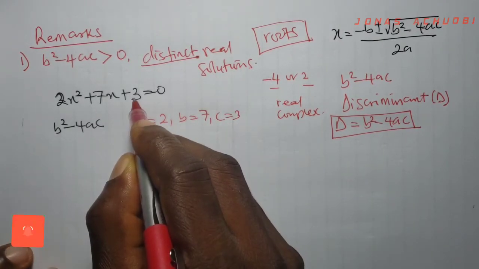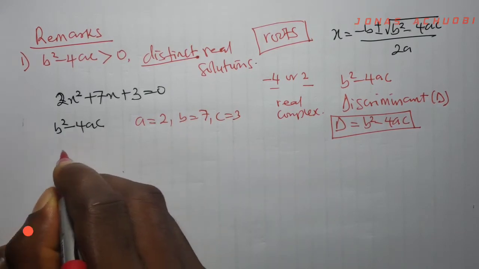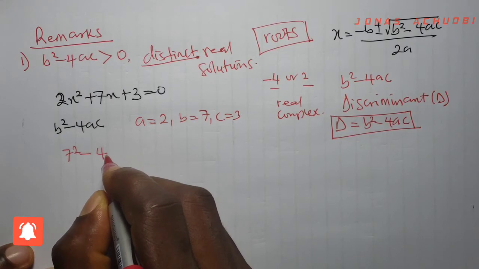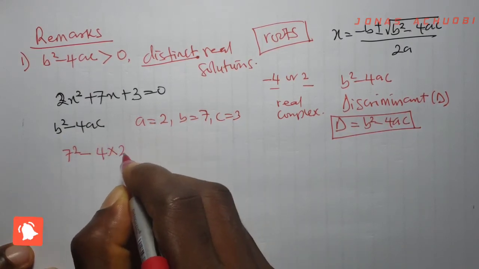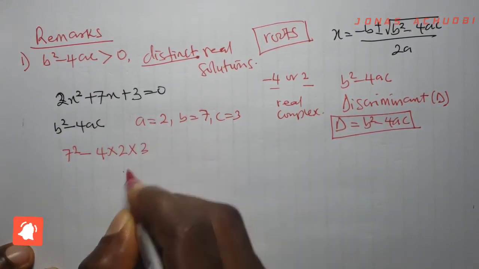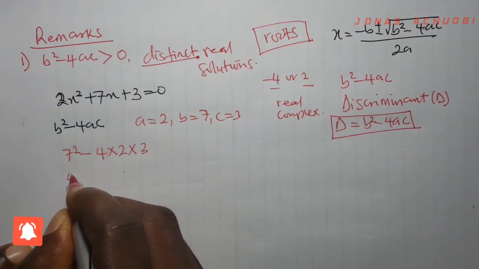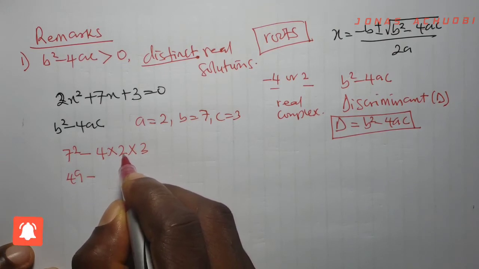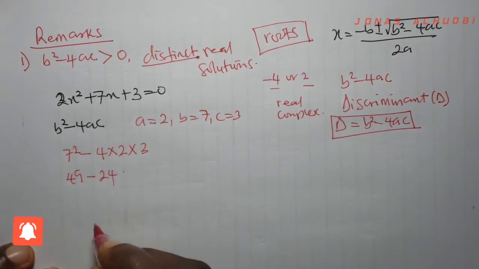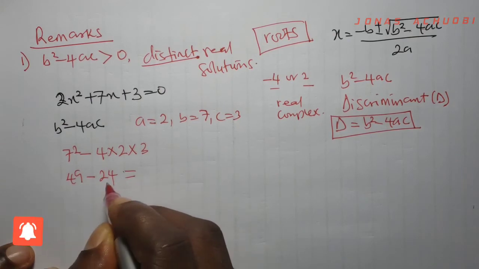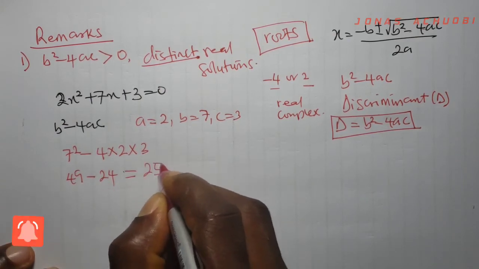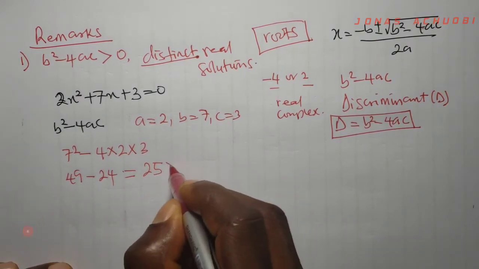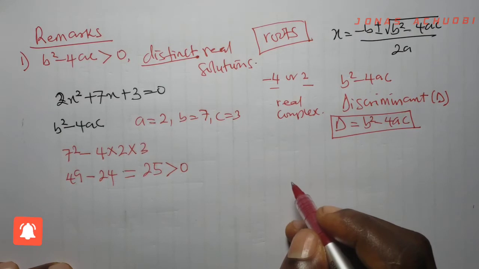So that b squared is 7 squared, minus 4ac means 4 times a times c. So 4 times a is 2, times c is 3. 7 squared is 49, minus 4 times 2 is 8, 8 times 3 is 24. 49 minus 24 is 25. And 25 is clearly a positive number. That means 25 is greater than 0.